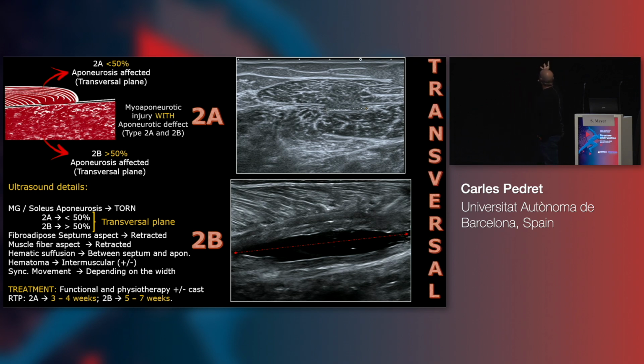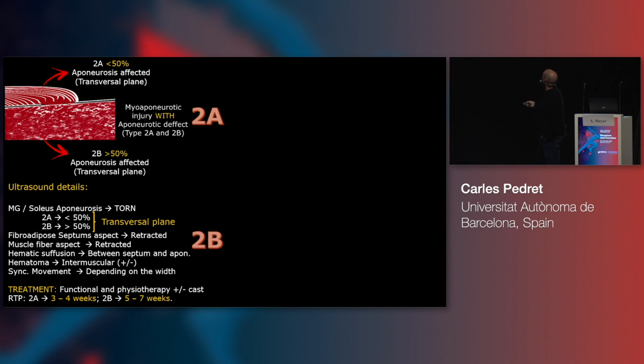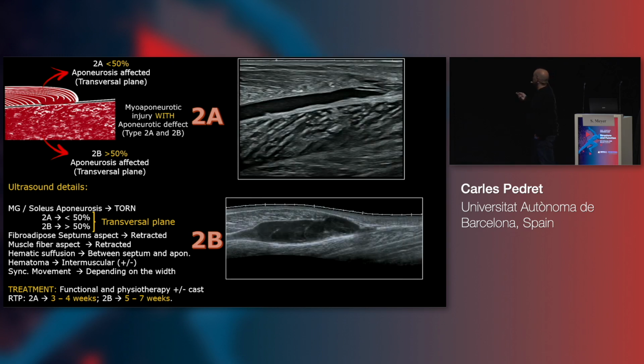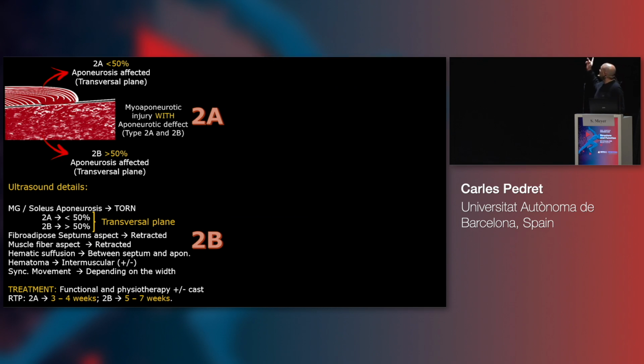So, as I said, the transversal plane is the most important thing. And this is in longitudinal. We can see in both some kind of hematoma in the middle part, okay? But as you can see in the longitudinal plane, we don't have that information to say whether this is a 2A or a 2B.